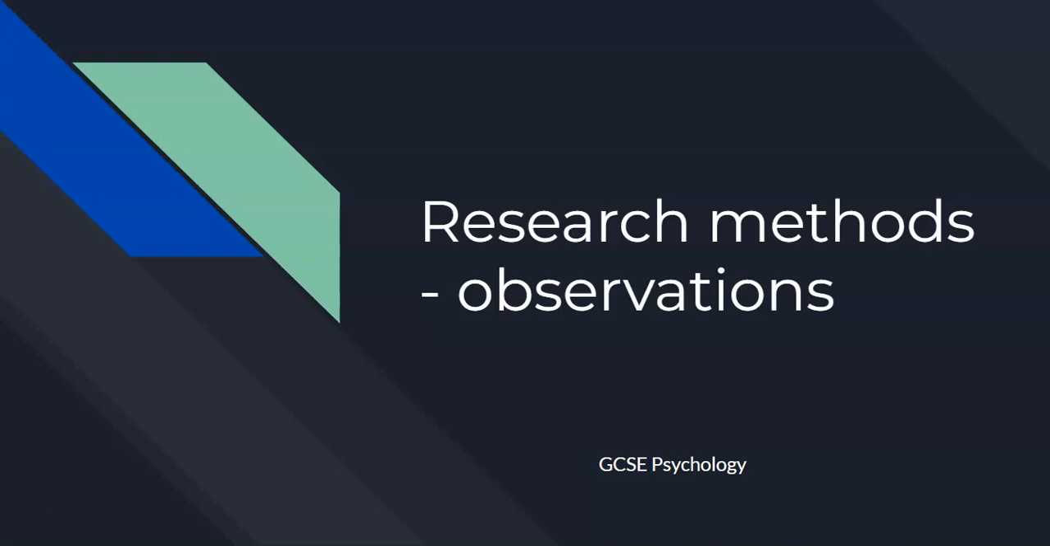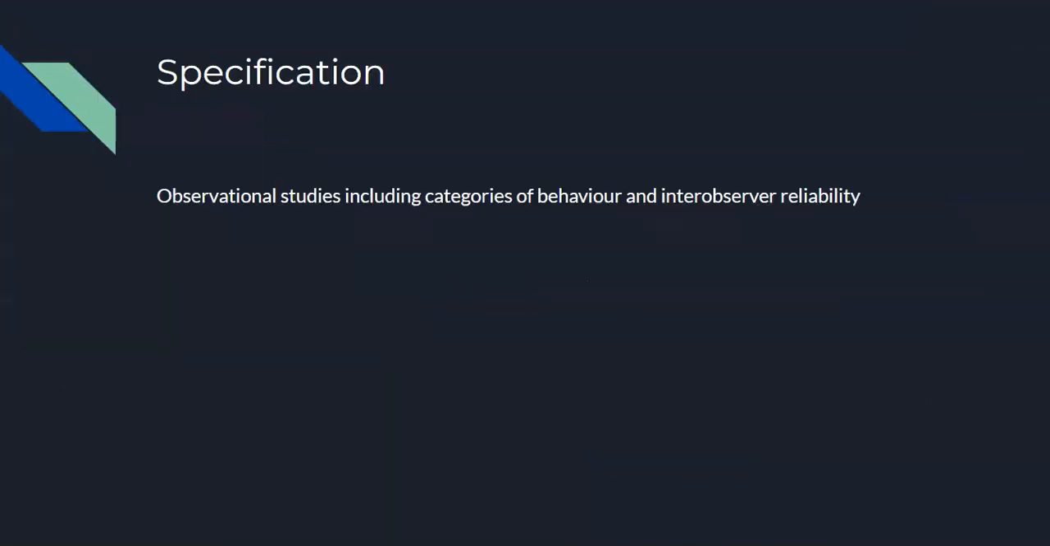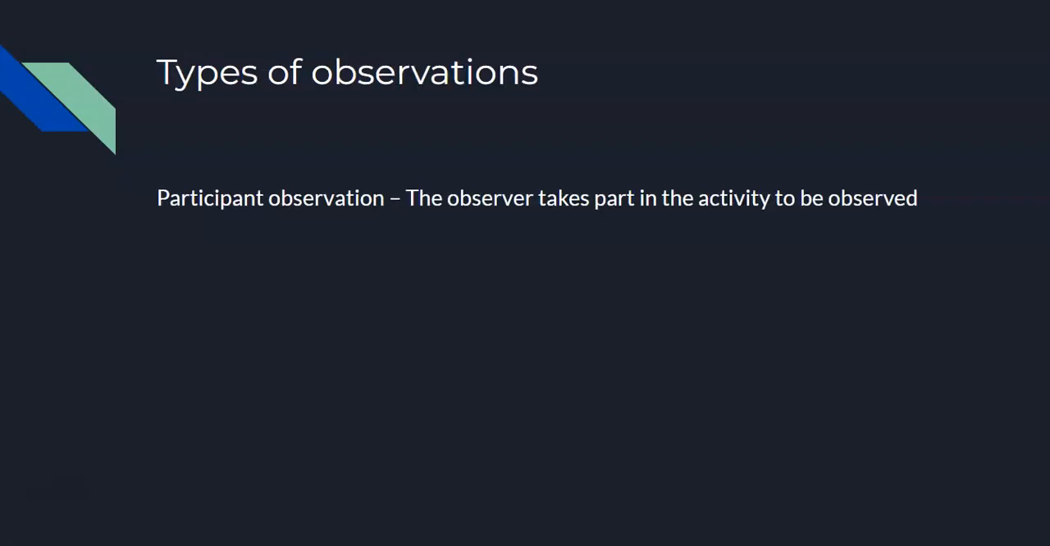This video is going to look at observations in psychology. Now on your specification, it states that you've got to know about observational studies including categories of behaviour and inter-observer reliability. So we're firstly going to go through the different types of observations.